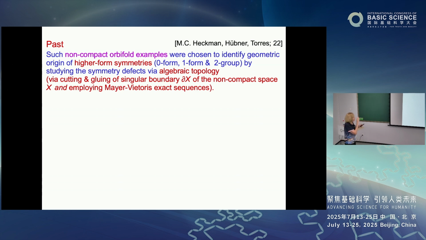So what we did there, we used algebraic topology. We cut and glued singularities only on the boundary of this non-compact space and employed the so-called Mayer-Vietoris exact sequences to extract the dimension of the defect groups, both for 1-form, 0-form, and their intertwining structure. So that was without SymTFT.